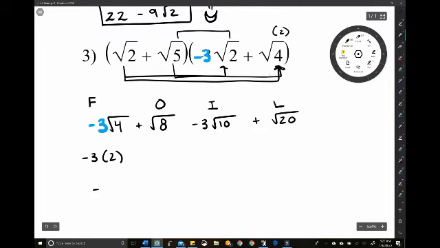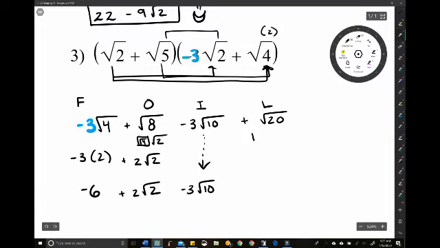I'm just going to keep going. That would be a negative 6 for our first term. 8. Think about the perfect squares that go into 8. That's square root of 4 times 2, meaning this is 2 roots of 2. Okay, so we'll leave that the same. The inner terms, negative 3 roots of 10. Nothing happens with that. No square roots go into 10. So just negative 3 roots of 10.